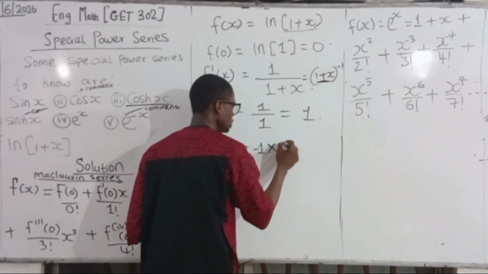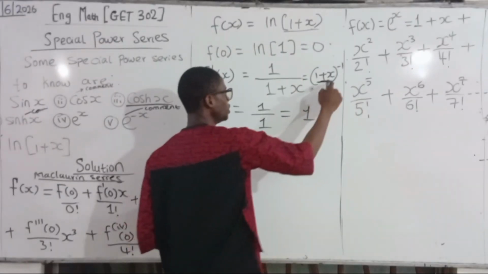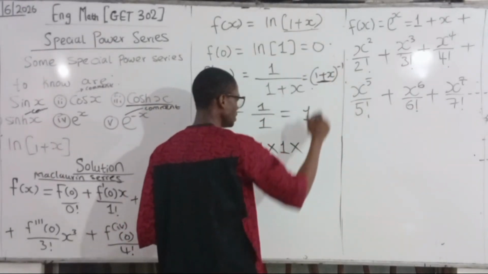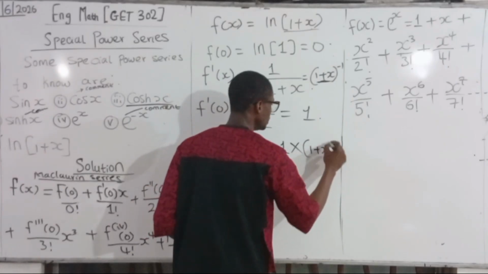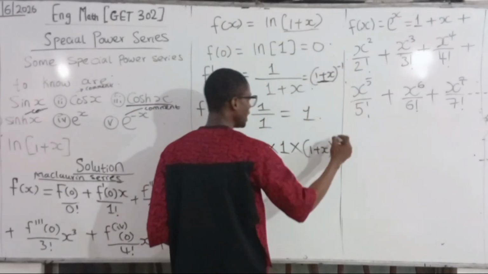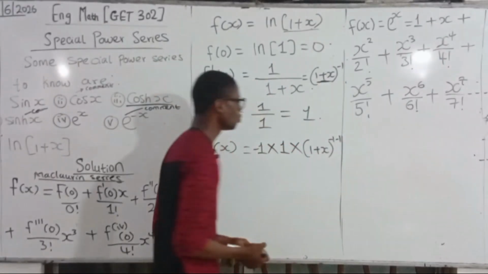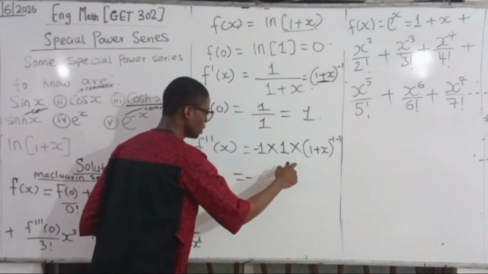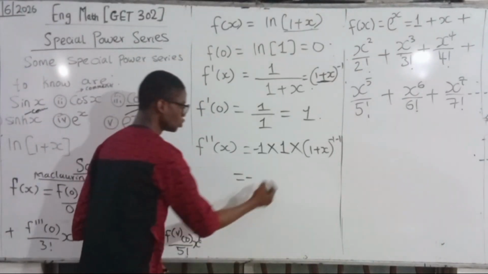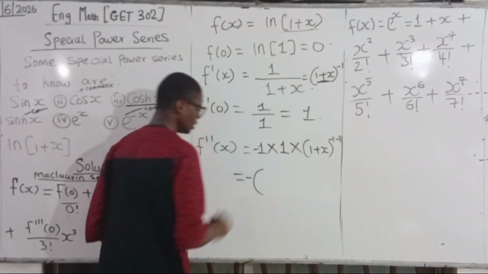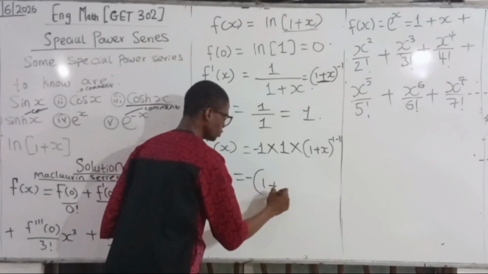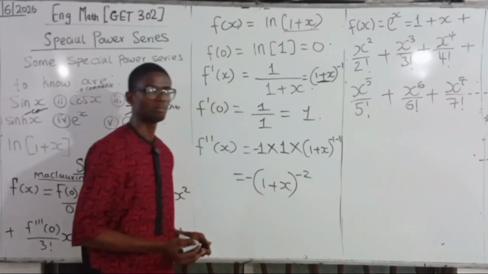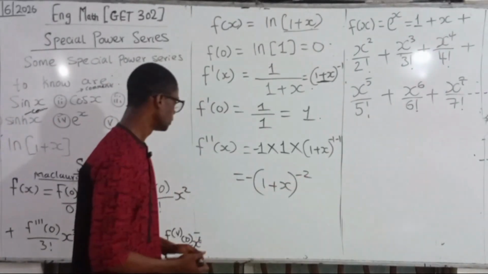What you get is 1, because if you differentiate 1 you get 0, and if you differentiate x you get 1. Multiply by, rewrite everything in the bracket: 1 plus x. Then the power that was there, minus 1 from it. So you have minus 1 times 1, which is minus 1. Because it's in front of the bracket, there's no need to write the 1. You just write minus (1 plus x) to the power of minus 2, since minus 1 minus 1 gives you minus 2. So this is what you have.